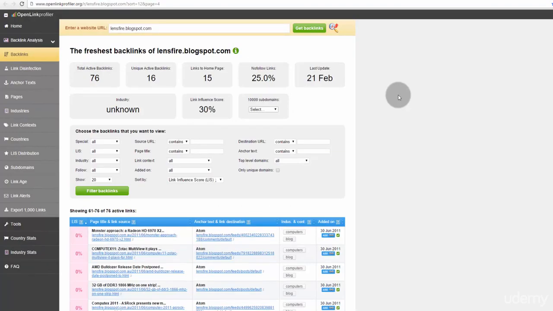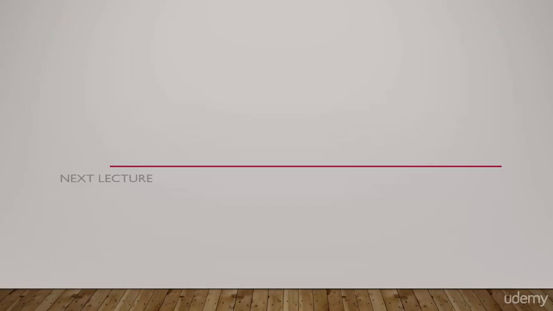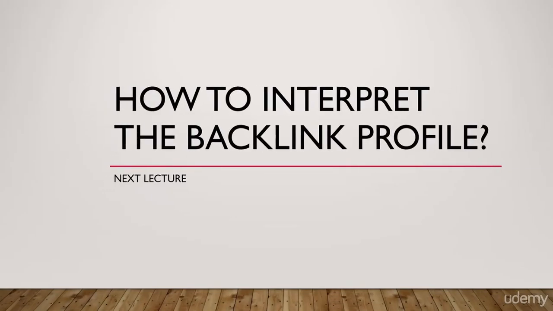Now we have come to the last and the best backlink profile checking tool, OpenLink Profiler. Why am I mentioning this Open Link Profiler as the best backlink profile checking tool? It's because we can filter out the backlinks based on many criteria such as source URL, link text, date added, top level domains, unique domains, etc., which will be very useful when we analyze our backlink profile for negative SEO attack. In the next lecture, you will learn how to interpret the backlink profile generated by these tools.